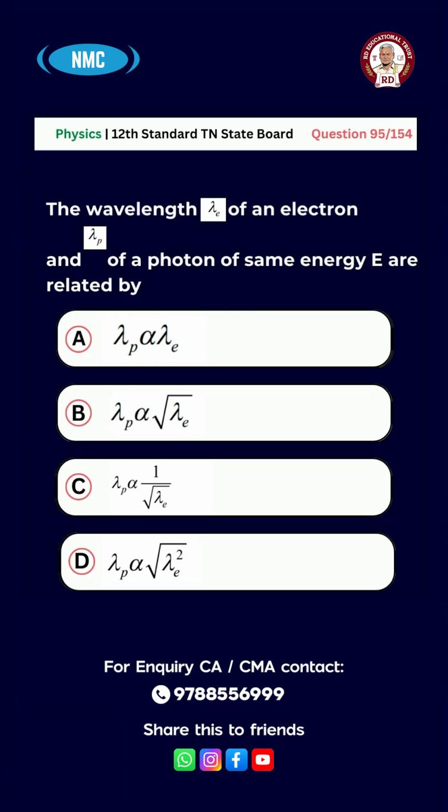B. Lambda P into alpha into root lambda E. C. Lambda P alpha 1 by root lambda E. D. Lambda P into alpha into root of lambda E square. The right answer is option D. Lambda P alpha root lambda E square.